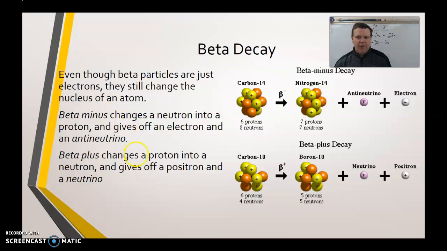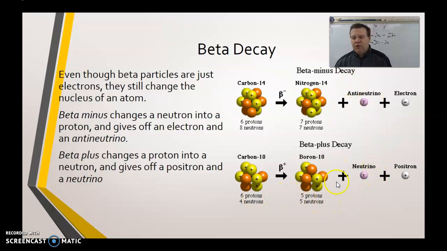Here we go, on the top we have our beta minus. Essentially you've got carbon-14 turning into nitrogen-14. What's happening there is you're essentially getting one less neutron, so you're going from 8 to 7 neutrons, or you can think about it as getting one more proton, going from 6 up to 7. Then down here, if you've got beta plus, like we said, we're going to end up getting a neutron, so you're going from 4 to 5 neutrons, and your protons are going from 6 to 5.